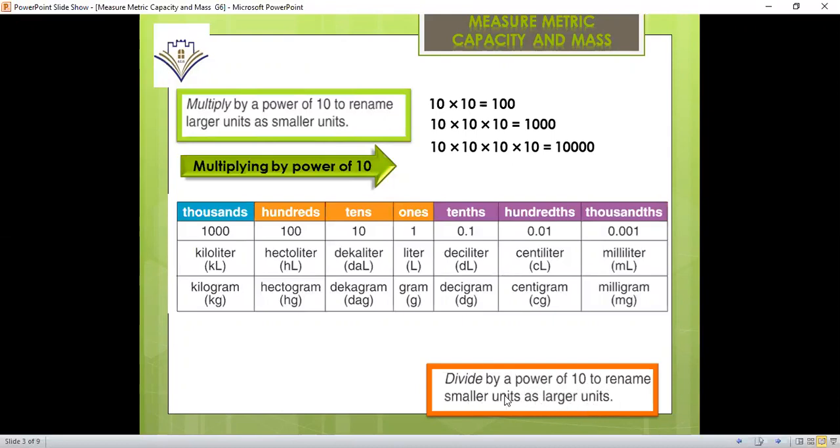And the opposite way, we divide by a power of 10 to rename a smaller unit as a larger unit. In this direction, to convert from milliliter to centiliter, we divide by 10, and then divide by 10 again, and so on.